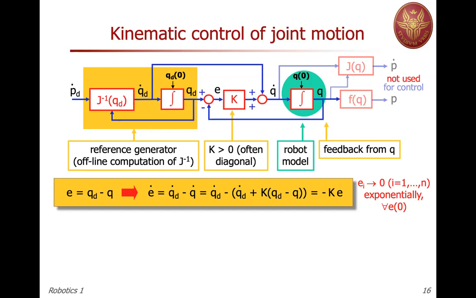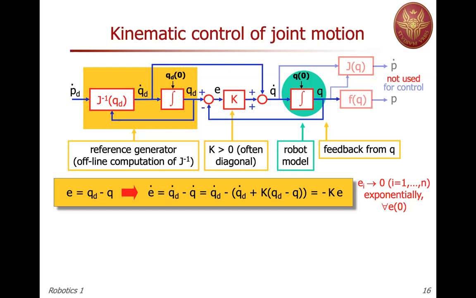So E dot, we just take the derivative of the previous expression, is Q dot desired minus Q dot. And now Q dot is what we are commanding. So now we look at the block diagram, if you wish, and you replace Q dot with your feed forward plus feedback. And now you understand why we need to add the feed forward, because the feed forward term, which is Q dot desired, is there exactly for canceling the other term in this expression, so that we are left with a minus sign, K times, again, the error. So we are left with an expression which is minus K times E.